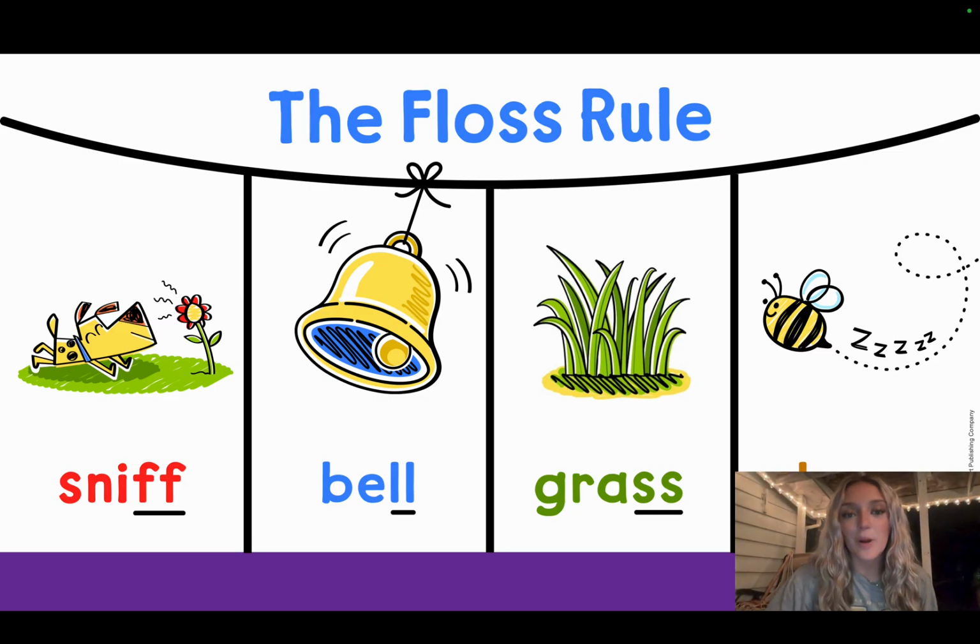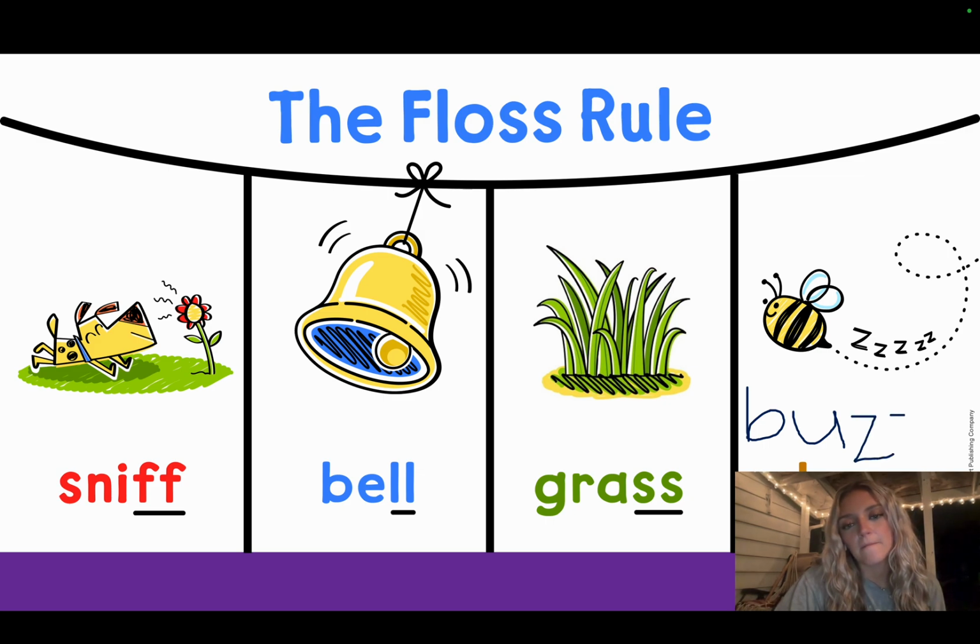Alrighty, friends, last part, and then we're done. Let's go over these last floss rule words. Ready? Sniff, bell, grass, buzz. Let Miss Walter write that for you really quick so you can see it. B, u, z, z, 2 Z's because it's the floss rule. Buzz. Ready? Read it with me. Sniff, bell, grass, buzz. Good job.